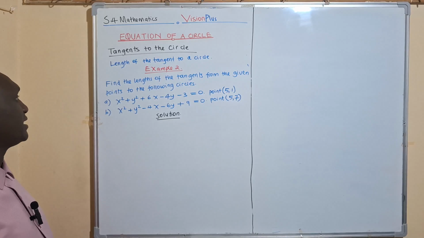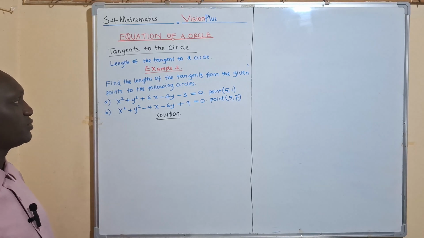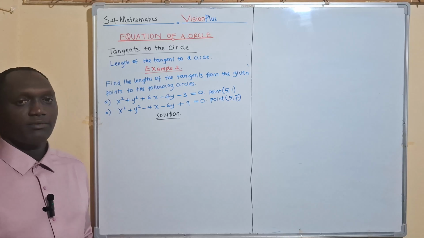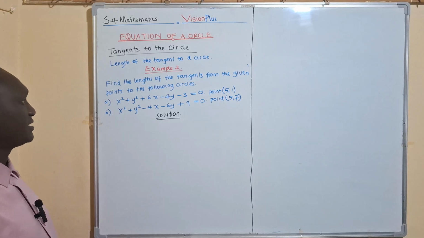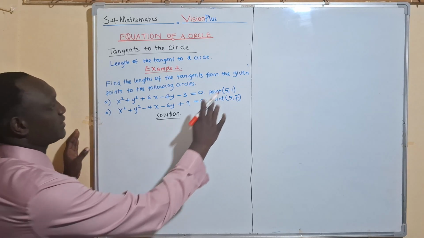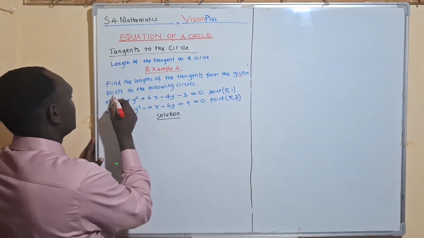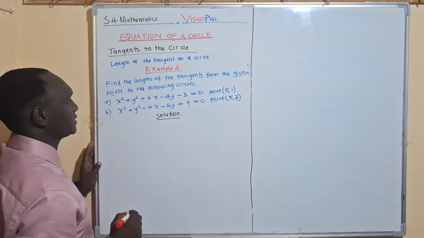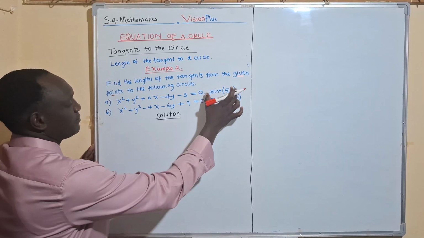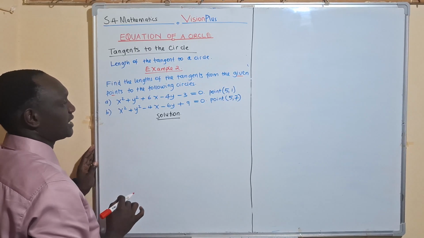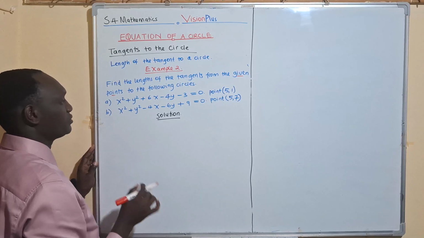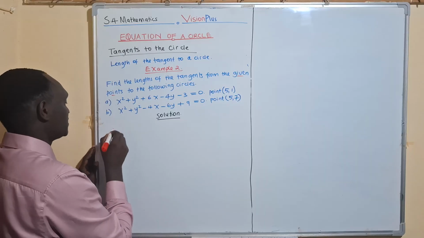We are looking at the length of the tangent to a circle. Example 2 says: find the length of the tangents from the given points to the following circles. So we have the point from where the tangent is drawn to the circle and the equation of the circle.